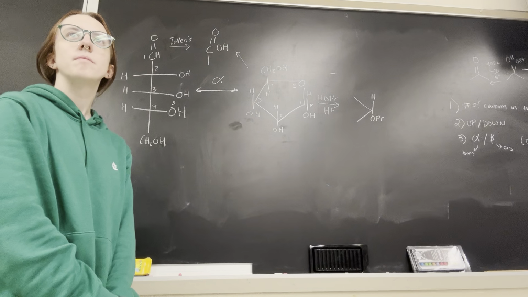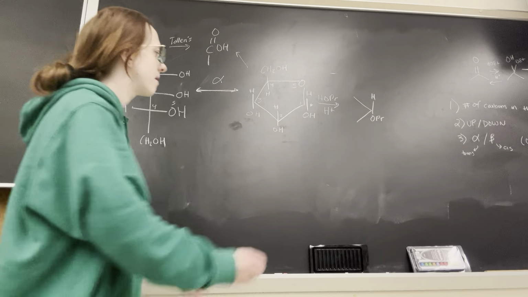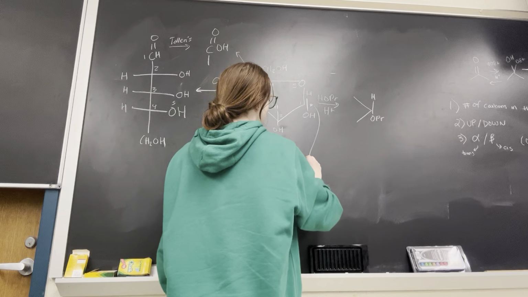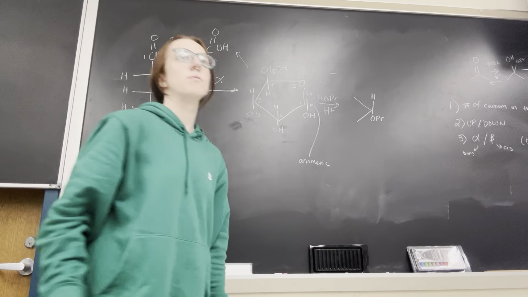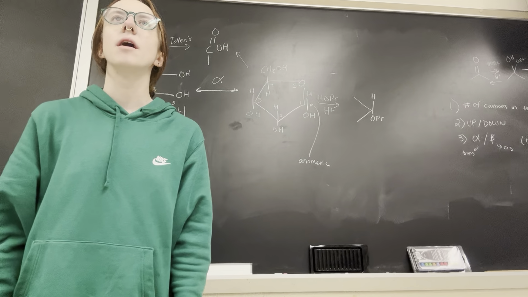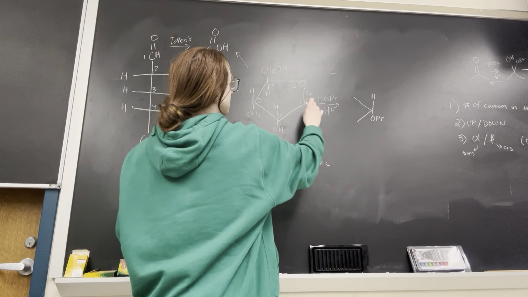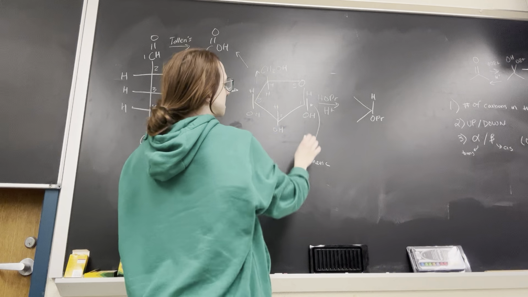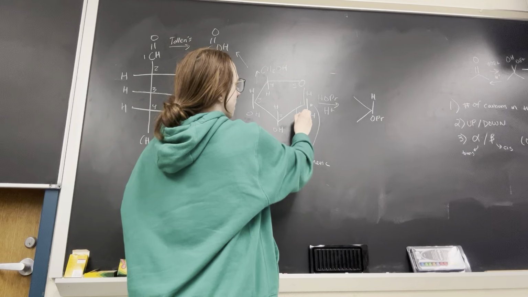I have a question. What was the special carbon called? Oh, the anomeric carbon. How do we determine if the OH goes down or up again? Oh, so if it's cis to the CH2OH, then it's beta. If it is trans, it is alpha.